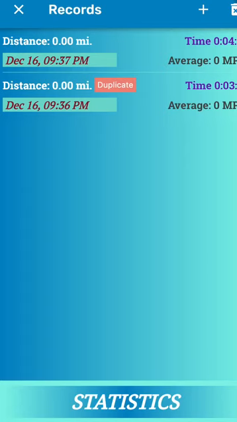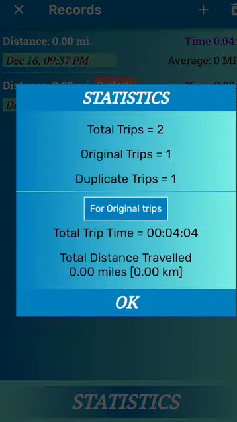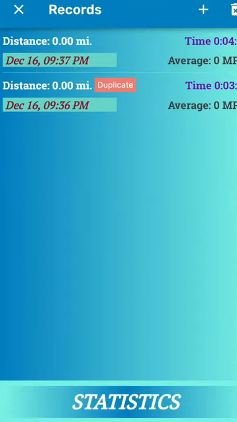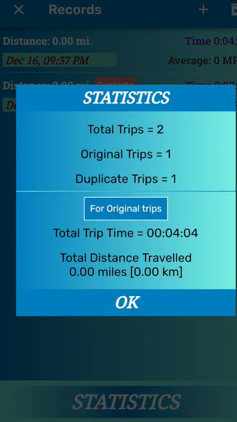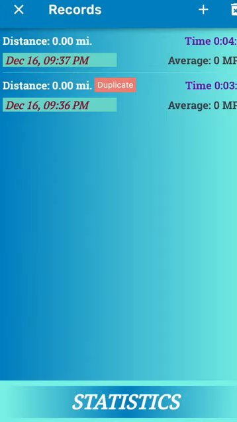This is sorted in the order latest to oldest, most recent to the oldest one. When you tap on the statistics button, you can see total trips 2, original is 1, duplicate is 1, total time has been 4 minutes 4 seconds. It is going to show you the time for the original trip, not the duplicate one, and total miles that you have traveled. It adds up a lot of data there.